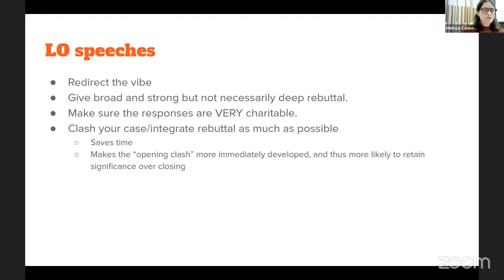Third thing is make sure the responses are very charitable. If the PM gives a really crap case, and you're like, oh, that was terrible, and you give really crap, really surface-level responses, then two things can happen to you. Either the DPM gets up and gives really good versions of the points and you've got less time to respond to them, but more likely the closing teams just have a better version of the opening debate and beat you because you gave really crap responses. Your closing beats you and the diagonal team beats you as well.